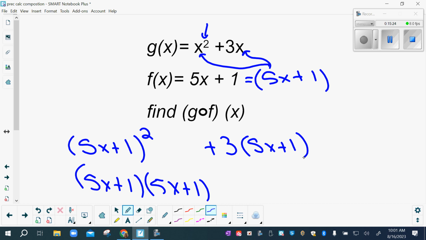Nice. Lovely, lovely. 25x, right? Yeah, that's what I got. Plus 25x, plus 24. Nice. 25x squared, plus 25x. Pre-calc's nice. I've never given this class up.